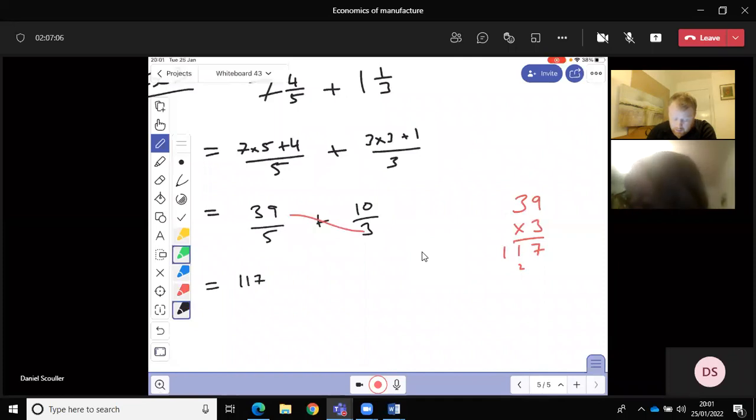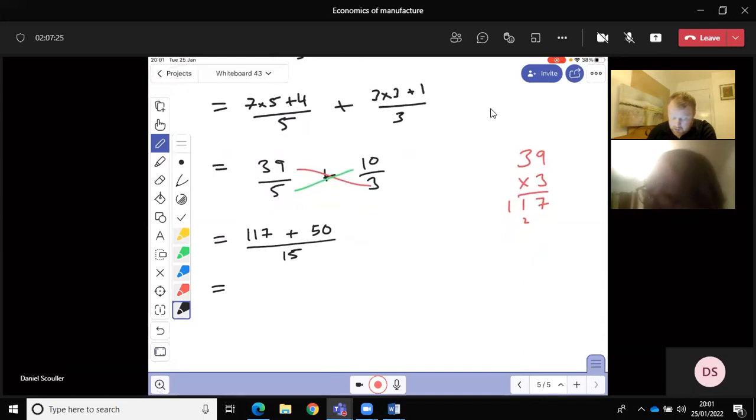Second multiplication. Second multiplication is a wee bit simpler, thankfully. It's just 10 times 5, so that's 50. And then the bottom is over 15. So that's 167 over 15.